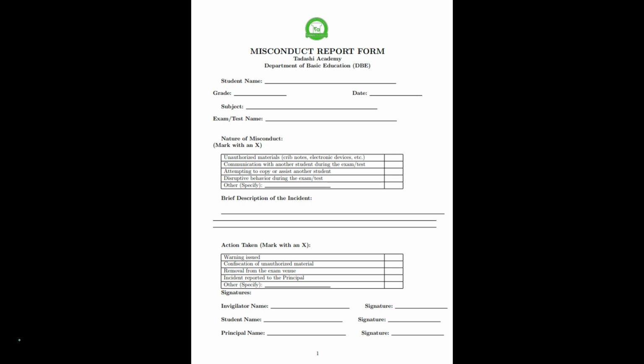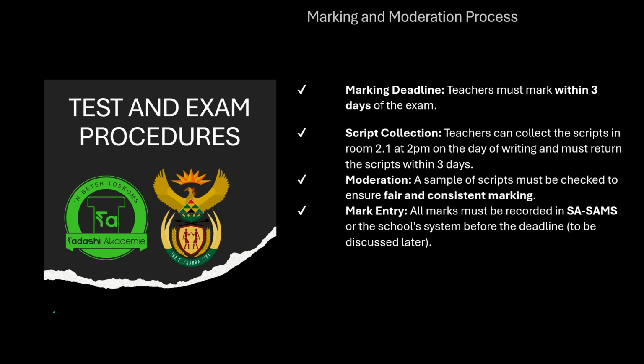Great. Next, marking and moderation process. Marking deadline: teachers must mark within 3 days of the exam. I know this is a very tight deadline, but 3 days would make our lives easier to process the marks. If there are mistakes, they can be fixed and all that. So that's it for the marking deadline, 3 days. Script collection: teachers can collect the scripts in room 2.1 at 2 p.m. on the day of writing and must return the scripts within 3 days.